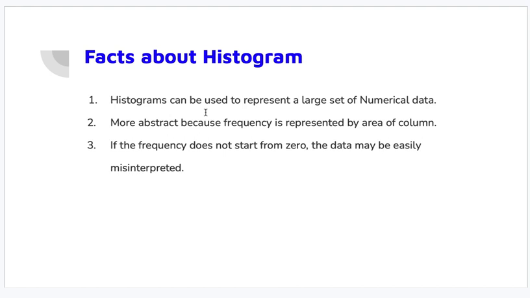Facts about histogram. Histograms can represent a large number of data. We know that dot diagram cannot represent that because there are too many dots, but now the frequency is represented by a bar, so we can represent a larger set of data. But it's more abstract because the frequency is represented by the area of a column. If the frequency does not start from 0, then the data may be misinterpreted.